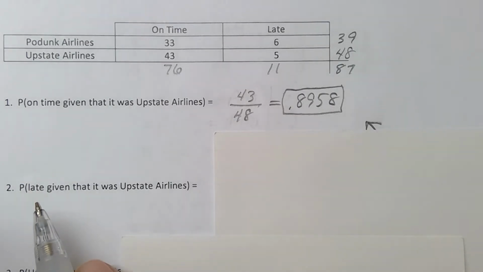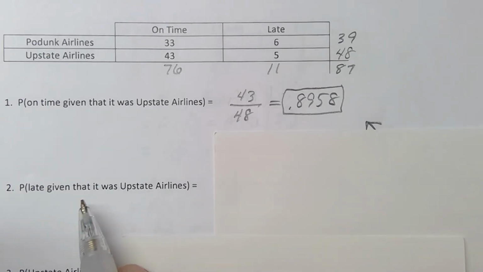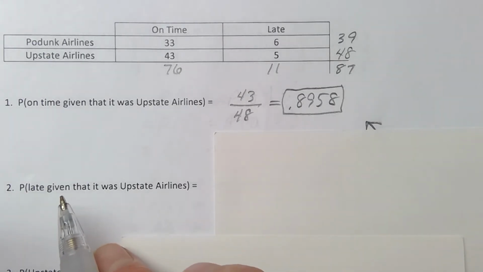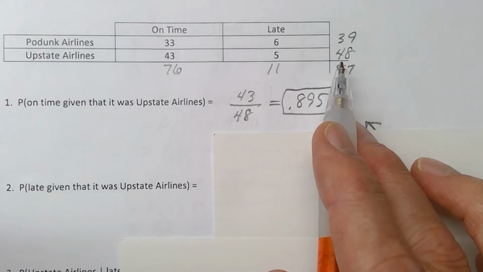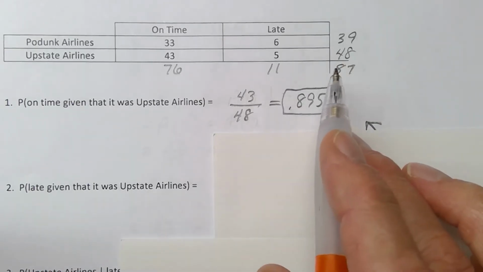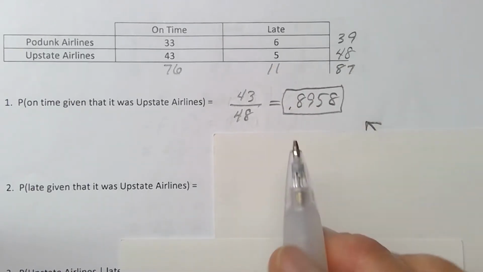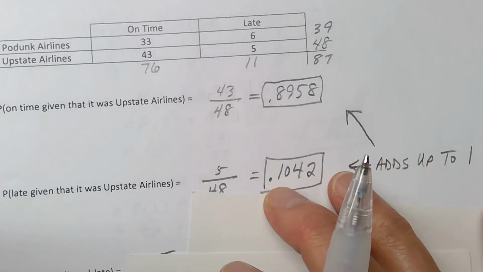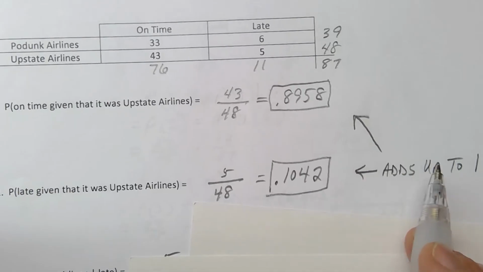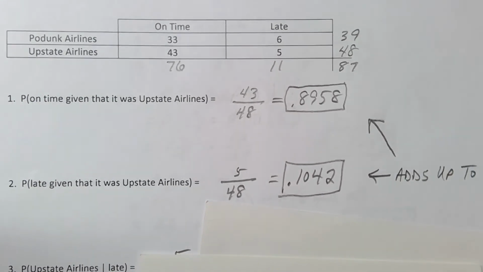What's the probability that a flight was late, given that it was the same airline? Given that, this is going to be kind of our fraction bar, and this will be the bottom number. Given that we're only talking about Upstate Airlines, these 48, how many of those were late? Well, 5 were late out of 48. And when you're just talking about on time versus late, they should add up to 1. That kind of makes sense.